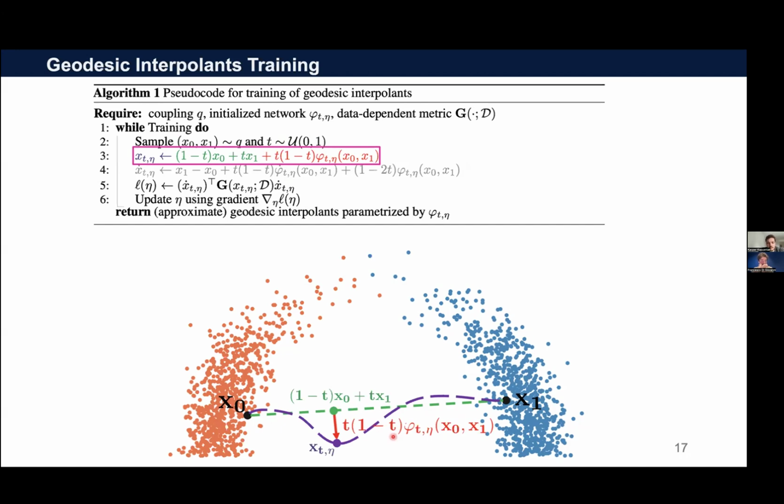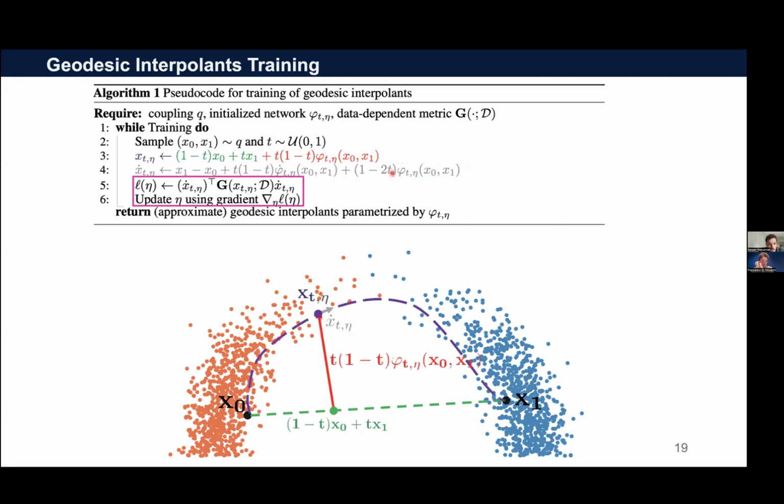And this results in our initially assigned interpolant marked in purple. Having that, we can calculate the corresponding velocity vector in the ambient space, when the derivative of the network phi can be found with autograd, and the rest is simple derivative. And finally, we use that to calculate the kinetic energy with respect to the data-dependent metric.